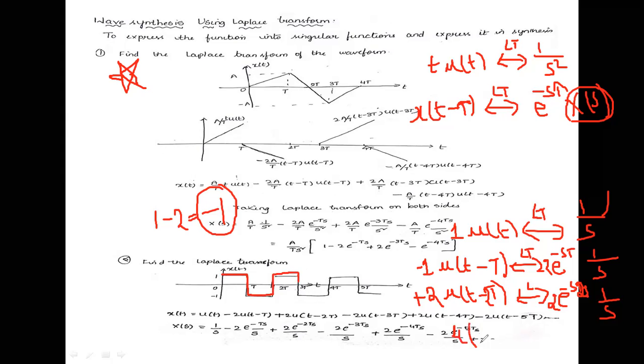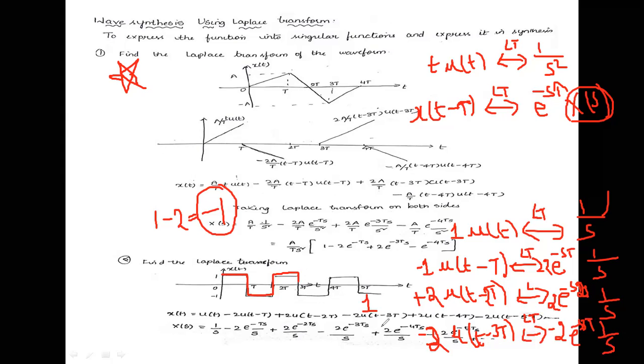Now the mu of t minus 3T. Already the 2 is there; to get the minus 1, we add the minus 2. Adding 2 for the minus 1, we get the 1 here. Now for 1, to get the minus 1, add the minus 2. So what is the Laplace transformation? Minus 2 into e power minus 3sT into 1 by s.